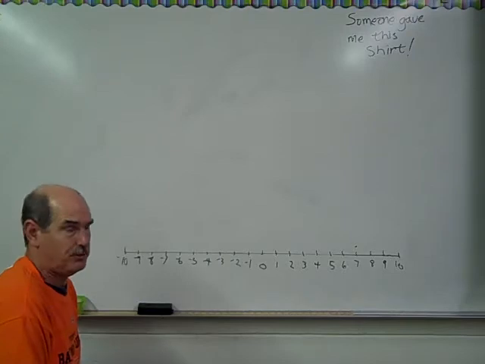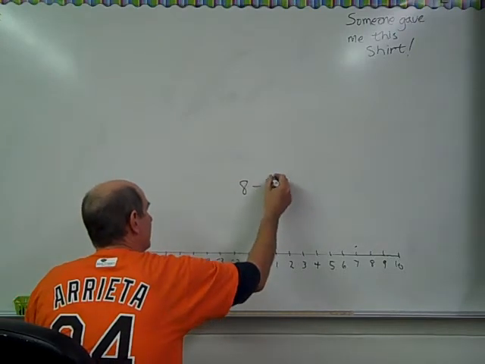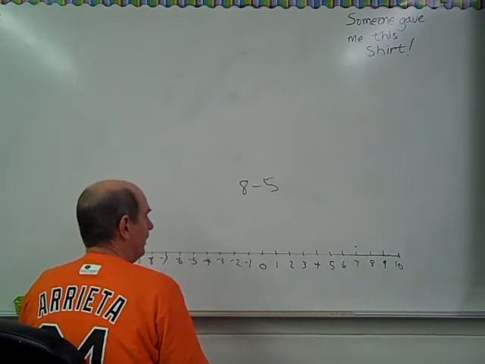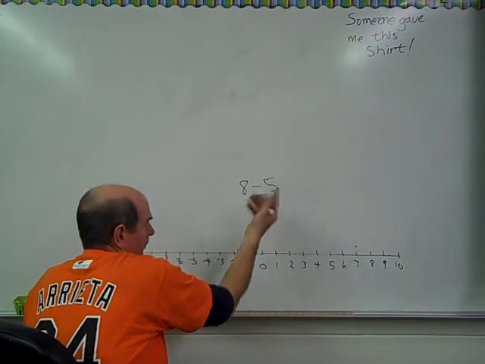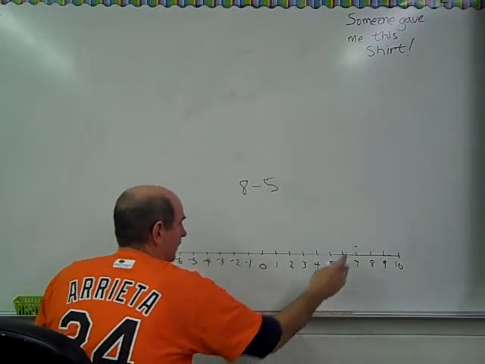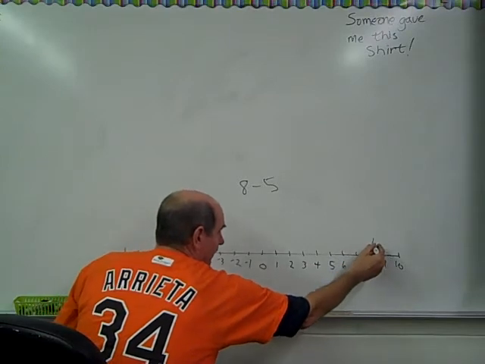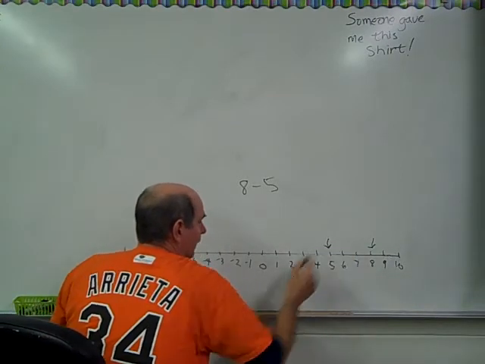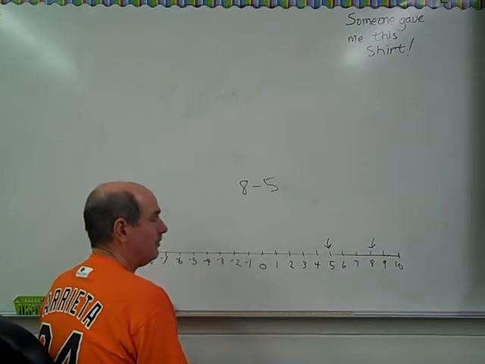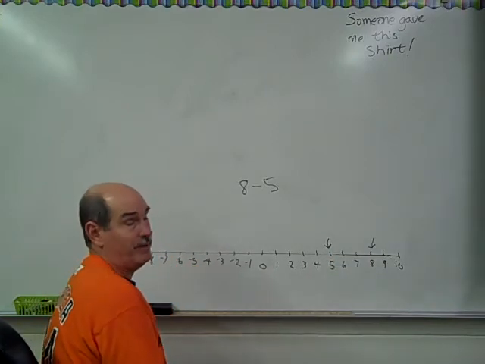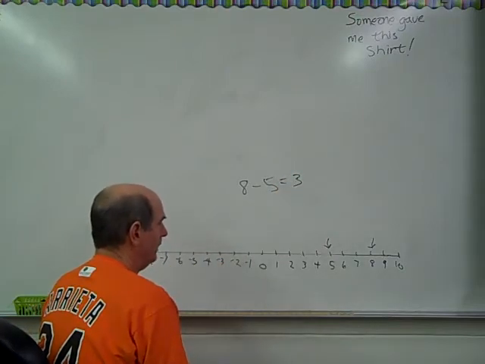Subtraction is the difference between two numbers. We'll start with a really easy one, 8 minus 5. You start with the first number. You identify you've got 8 here and 5 here, and how far apart are they? 1, 2, 3. That tells you the absolute value of the answer is 3. And just from your experience, you know that's positive 3.